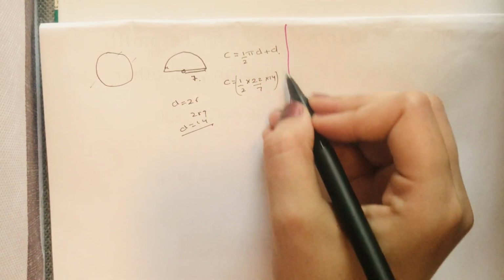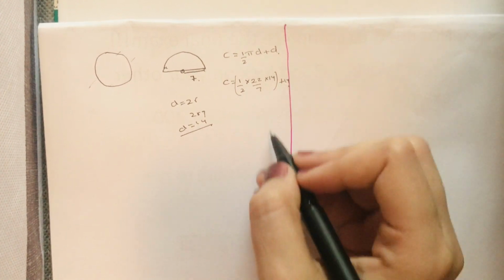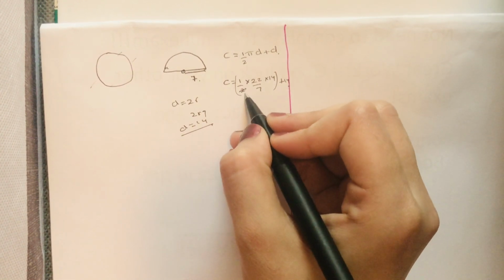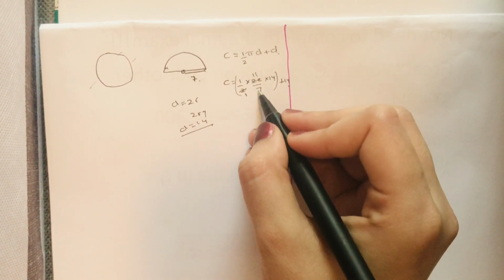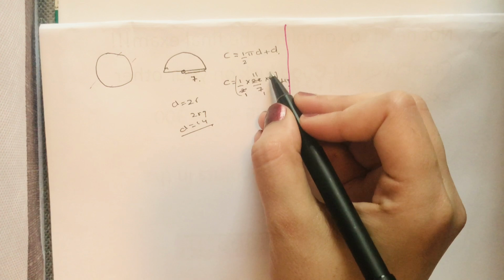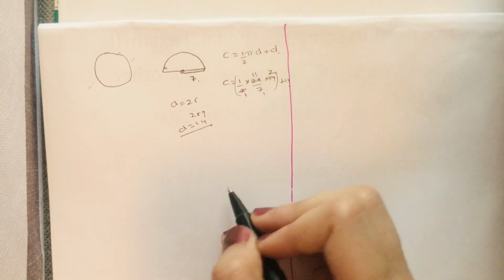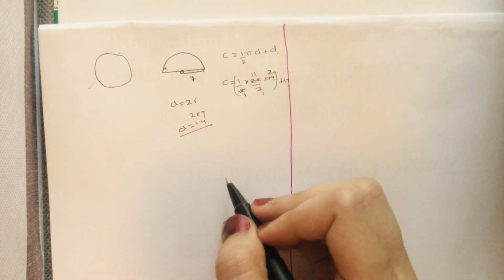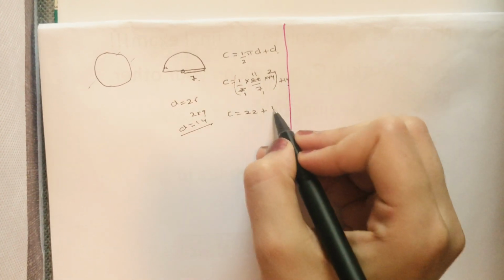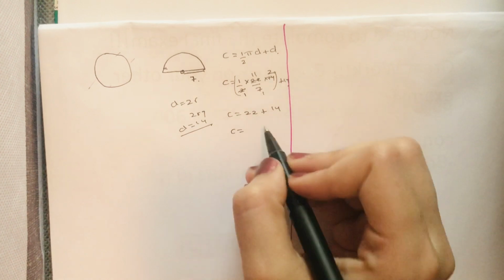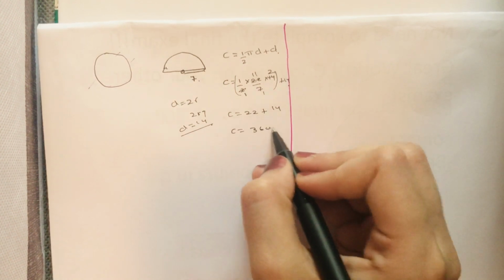All of this plus diameter, which is 14 again. Okay, so you simplify. 2 divided by 2 is 1, 22 divided by 2 is 11, 14 divided by 7 is 2. Okay, so now you have 22 plus 14. Your circumference is equal to 36 units.